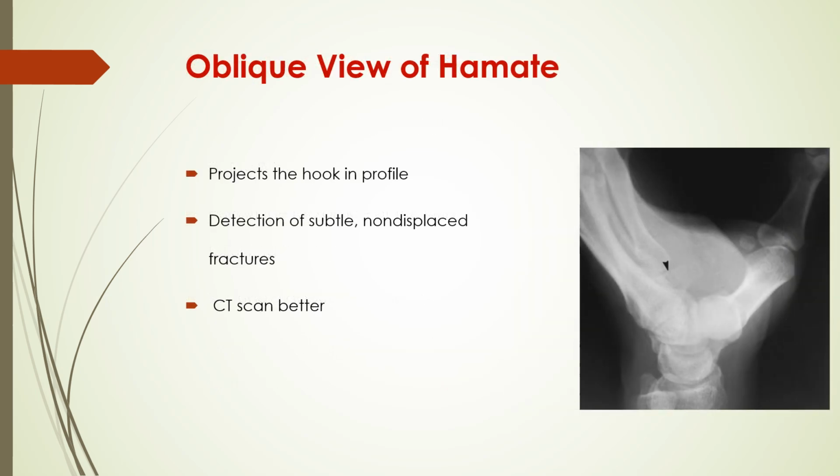For the hamate also there is an oblique view, but this is not a very practical view. You see there is a small fracture here which is not very clearly visible. Of course, CT scan is better for the hamate bone.